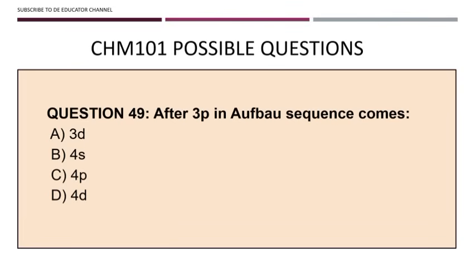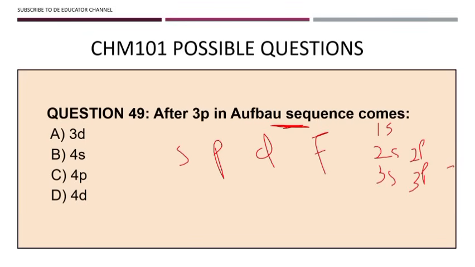Then the next one: after 3p in the Aufbau sequence comes what? Remember it is s, p, d, and f. This is the normal order, so normally you can say after 3p is 3d, but that is wrong. That is where the Aufbau principle comes in. The Aufbau principle says that you arrange from lowest to highest energy, and that is why it's very important for you to know this diagram: 2s, 2p, 3p and then 3d, then we have 4s.